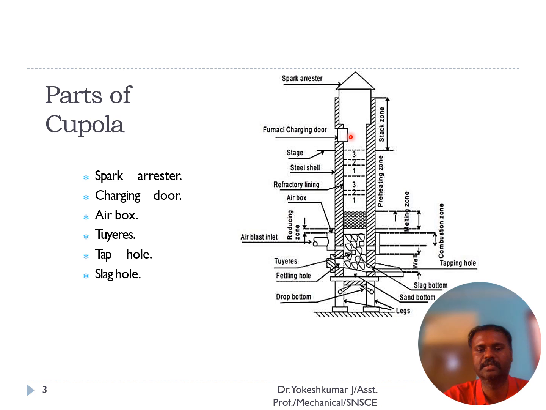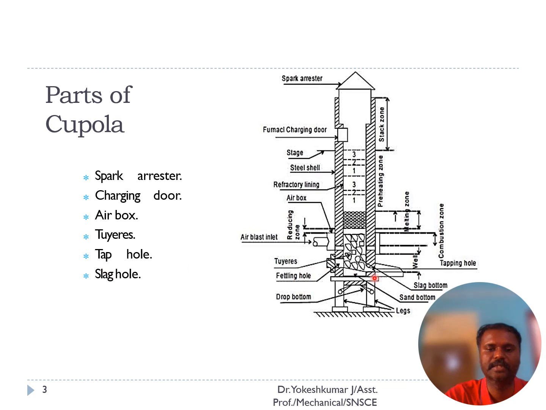For charging we need a door. On the outer shell we have an opening where you can charge the raw materials into the furnace, and at the bottom we have an air box. For burning any fuel we need oxygen, and this oxygen can be supplied in the form of air. Air can be blasted inside the furnace, which supplies the oxygen used to burn the fuel. And tuyeres are there at the bottom where you can remove the unwanted things from the furnace.